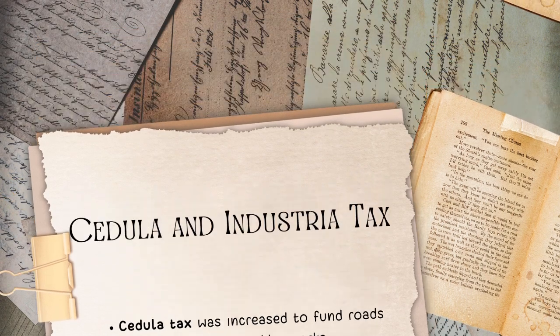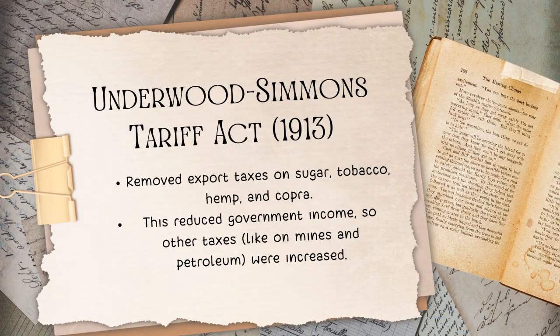In 1913, the Underwood-Simmons Tariff Act was enacted, removing export taxes on sugar, tobacco, hemp, and copra, which were key Philippine exports. This, however, reduced government revenue, prompting Governor General Francis Burton Harrison to increase other taxes such as those on mines, petroleum products, and tobacco.